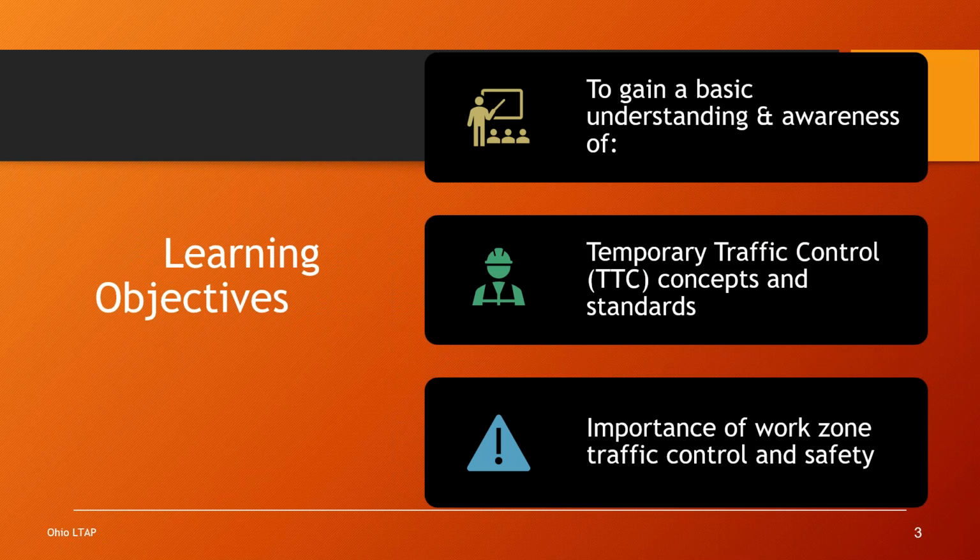So here's the learning objectives for our course. We want you to gain a basic understanding and awareness of temporary traffic control, different concepts and standards. Standards is an important word for us in this course. When you say standards, that means it's things that you must include, you shall include in your work zone design, like certain signs must be present in certain situations, or certain devices, or a certain length of a cone taper, and things like that.